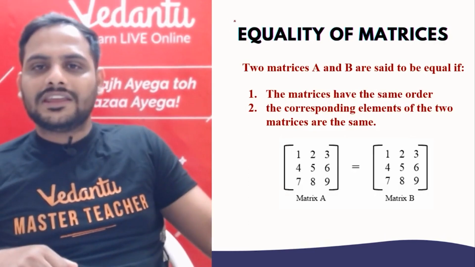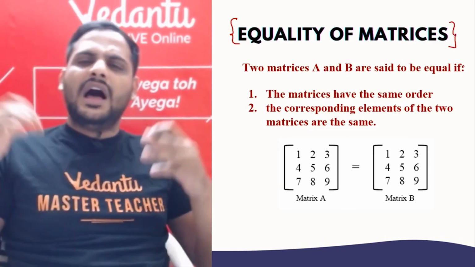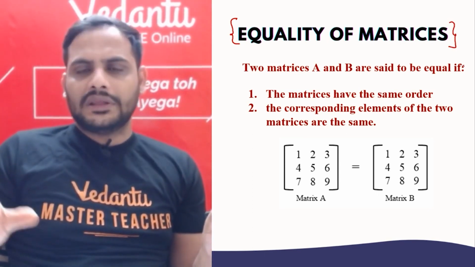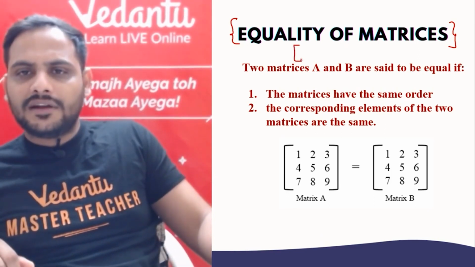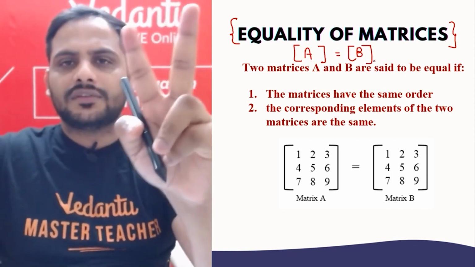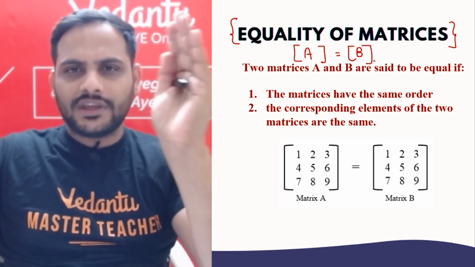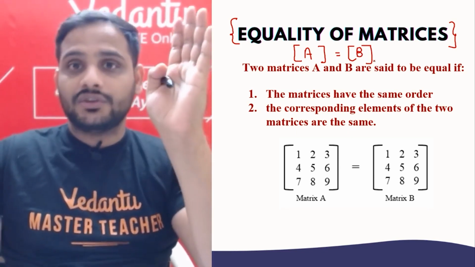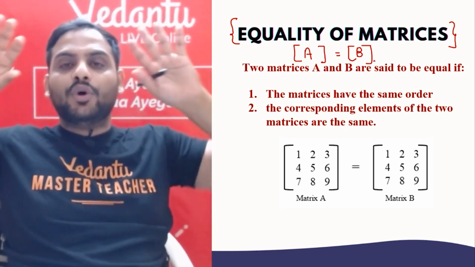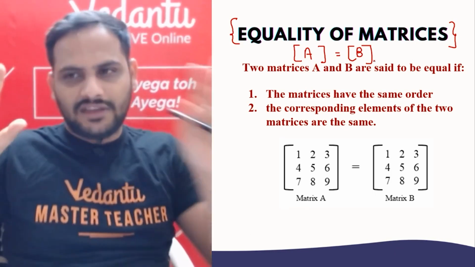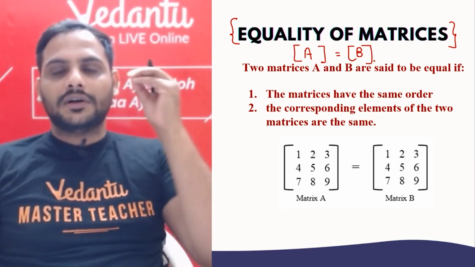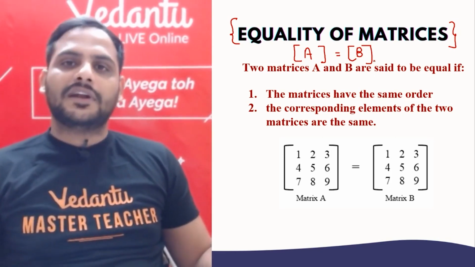Now coming to equality of matrices. How do I know that two matrices are equal? The logic behind that is very easy. Two matrices, matrix A and matrix B, I will call them equal only when all the elements of the first matrix are exactly equal to the second matrix. Meaning, both matrices should be a carbon copy of each other, exactly the same, copy paste, right? That will be called the equality of matrices. Then we'll say that the matrices are equal.